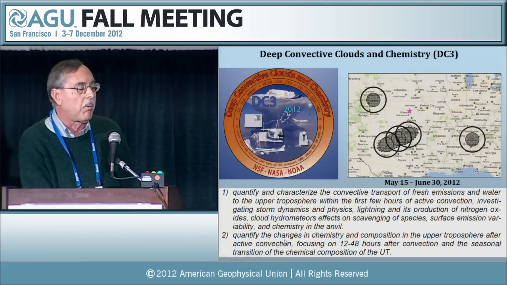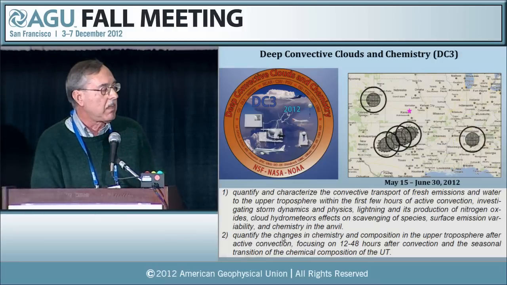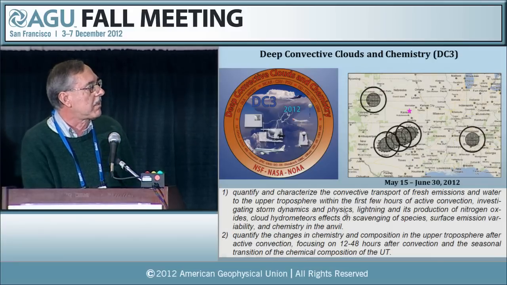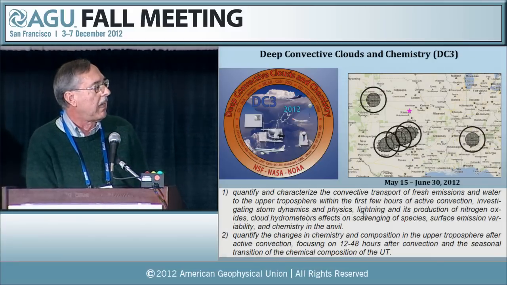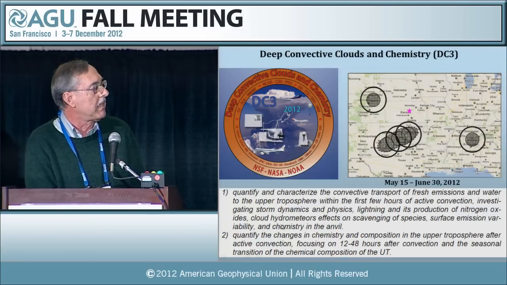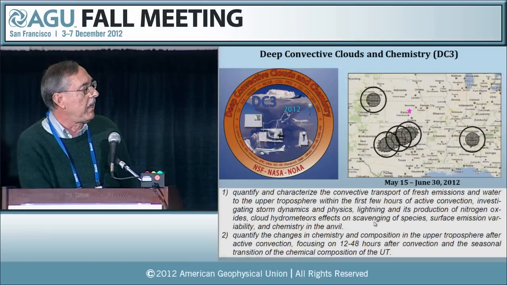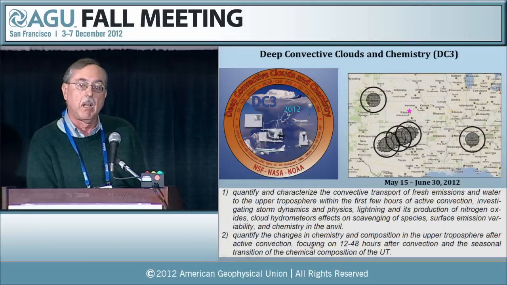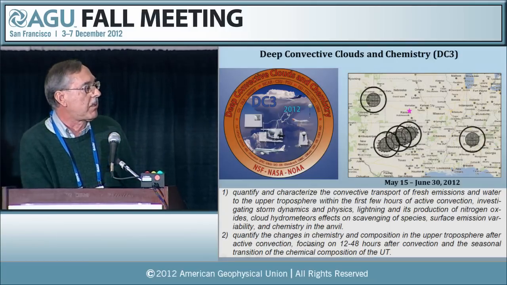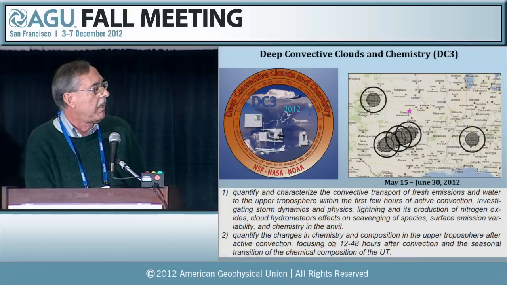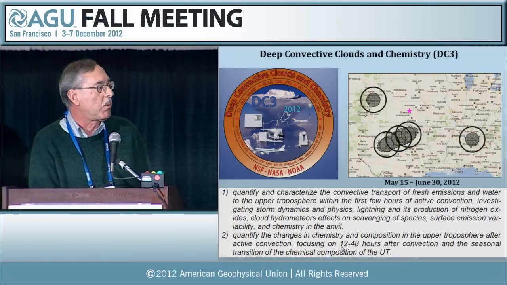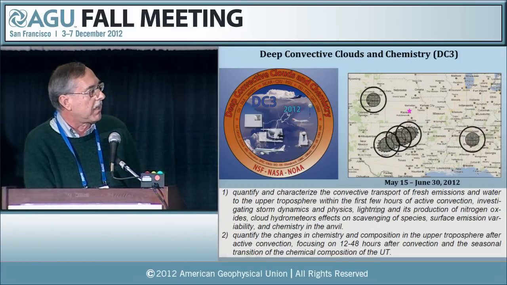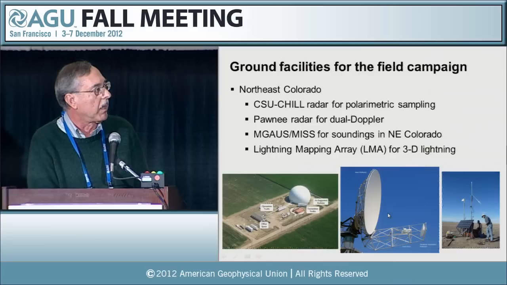And this just lists a couple of the major objectives of the DC3 experiment. It was to characterize the convective transport of emissions. It was to study the storm dynamics and physics, to study lightning and the production of nitrogen oxides, and the effects of the hydrometeors on the chemistry. And then, of course, the production of NOx leads to the photochemistry that produces ozone. And we also wanted to look at what happens to the chemistry 12 to 48 hours downwind. And of course, this talk is going to be focused on the lightning and its production of NOx.